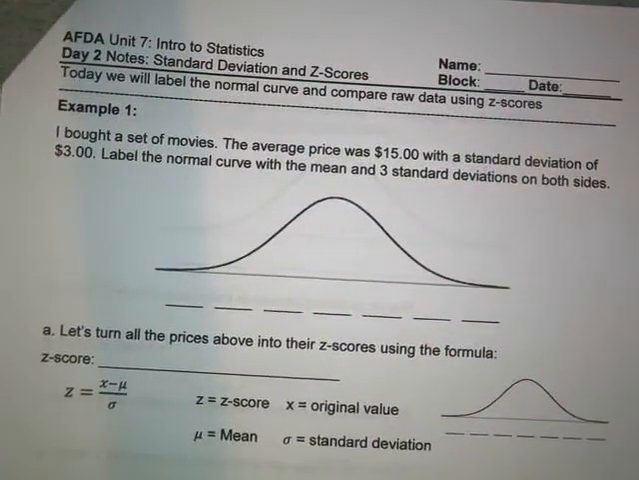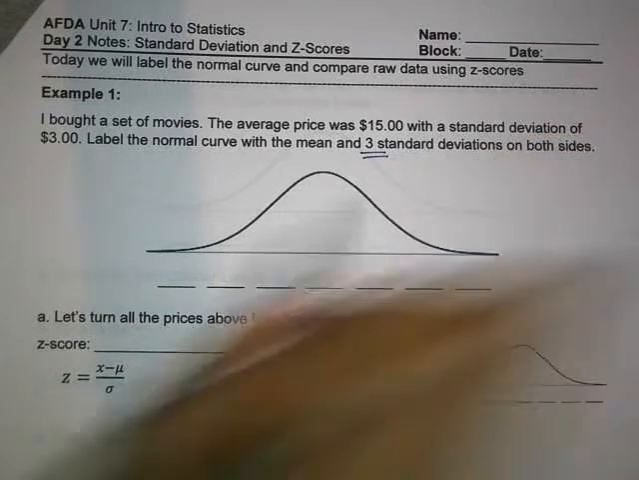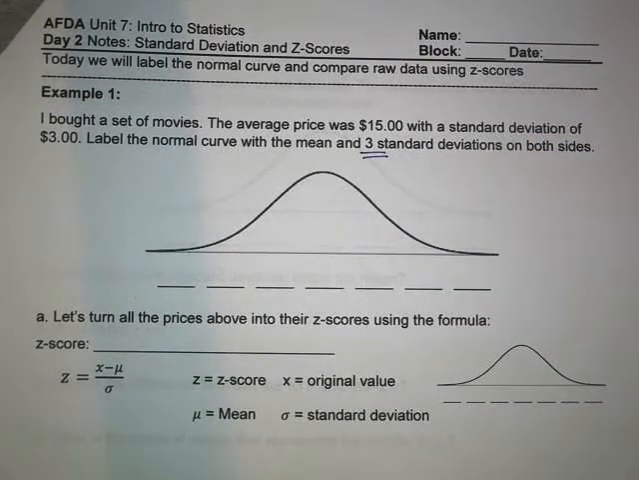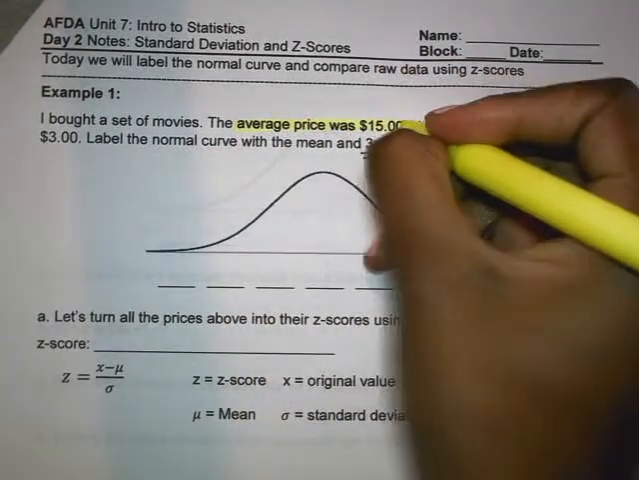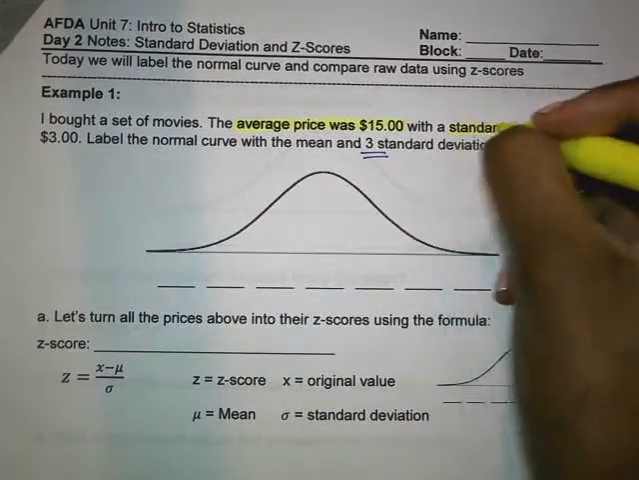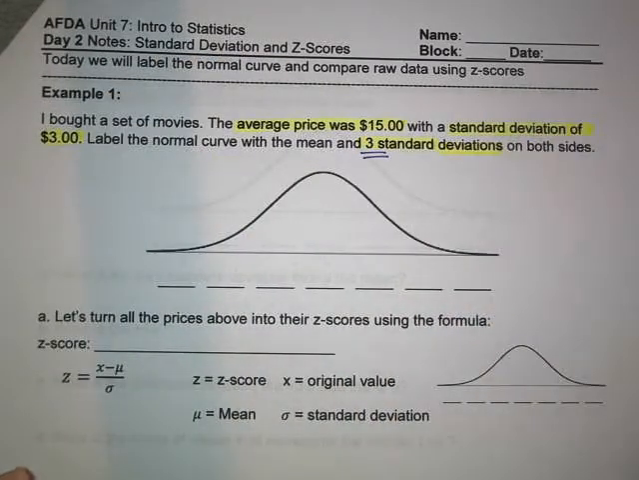All right, example one. Example one says, I bought a set of movies. The average price was $15 with a standard deviation of $3. Label the normal curve with the mean and 3 standard deviations on both sides. All right, so let's see what they told us that's important. The average price was $15, standard deviation of $3, and we're going 3 standard deviations on both sides.